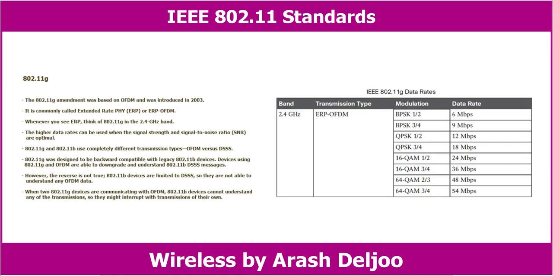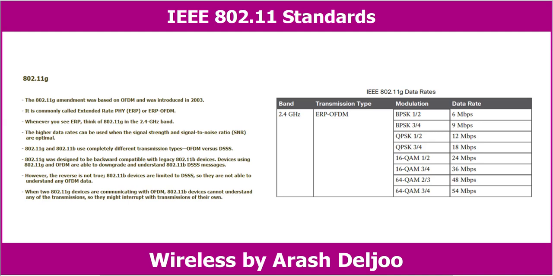The next standard is 802.11g. With 802.11b, the DSSS maximum data rate was limited to 11 megabit per second. To increase data rate further, a different transmission type was needed. The 802.11g amendment was based on OFDM and was introduced in 2003. It is commonly called extended rate PHY, or ERP, or ERP OFDM. Whenever you see ERP, think of 802.11g in the 2.4 GHz band.